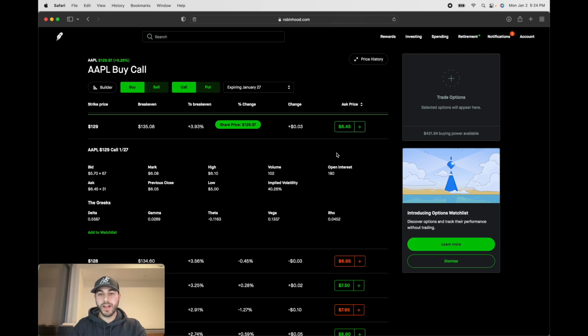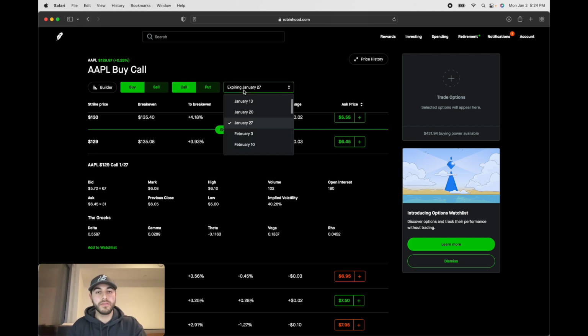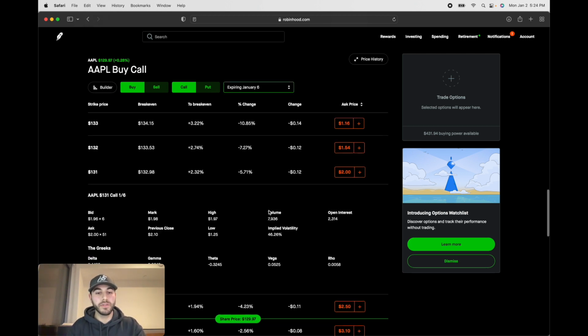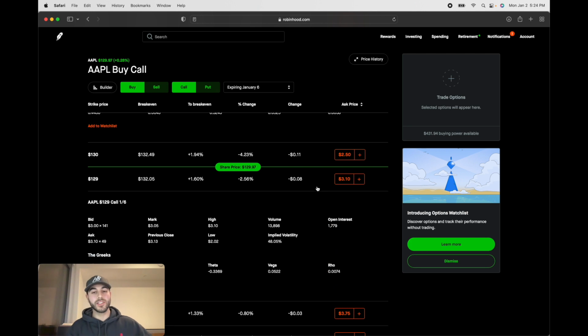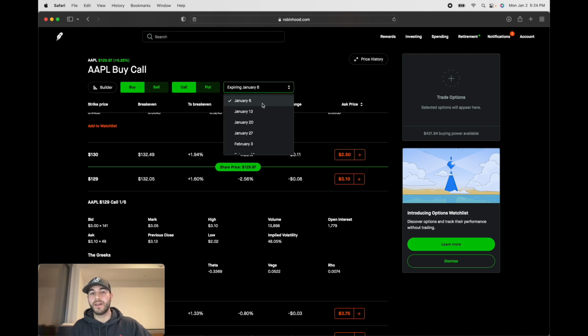So this contract's value is 645 versus, if we compare it to the January 6 in the money contract, it's only 310. So you see that it's worth less than half of it because the option has much less time to expire. So here you're looking at 5 days or 4 days till expiration. Here you're looking at 25 days till expiration.